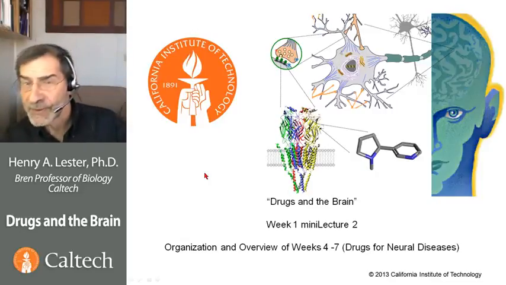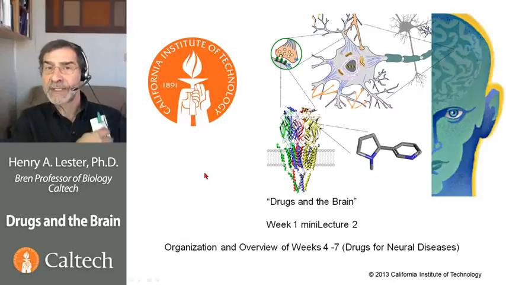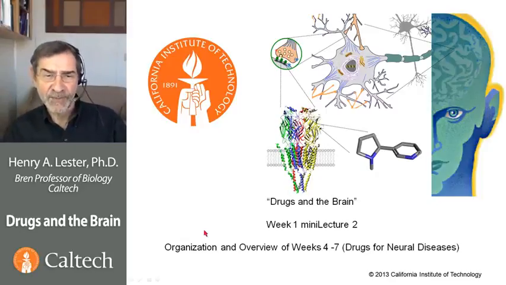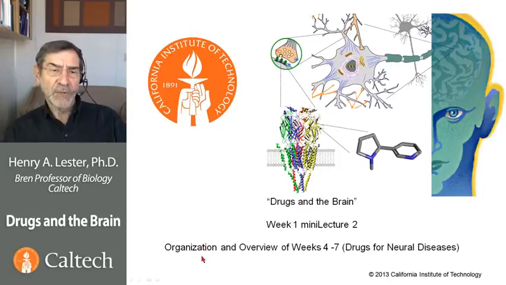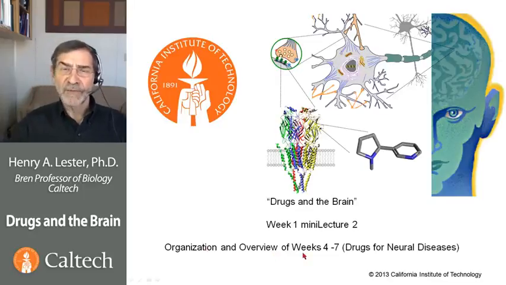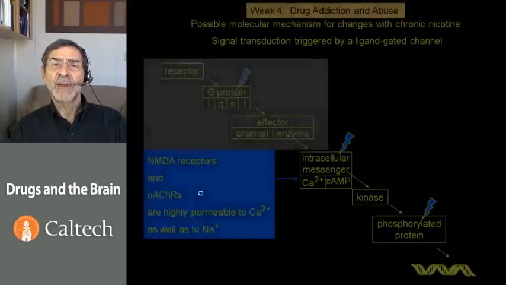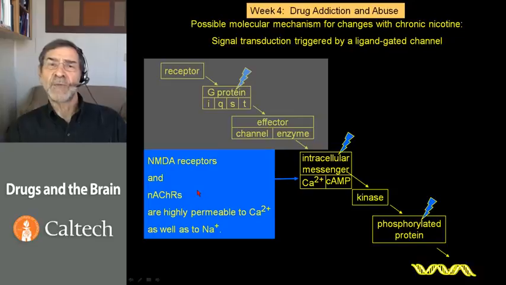For those of you who still use pens and pencils these days, it will sit in my pocket for most of the lectures. During this mini lecture we are going to continue the organization and overview of the course. We'll describe weeks 4 through 7. We're going to concentrate on drugs for neural diseases in the last part of the course. And we got to there because of the basic work that we did in the first 3 weeks.